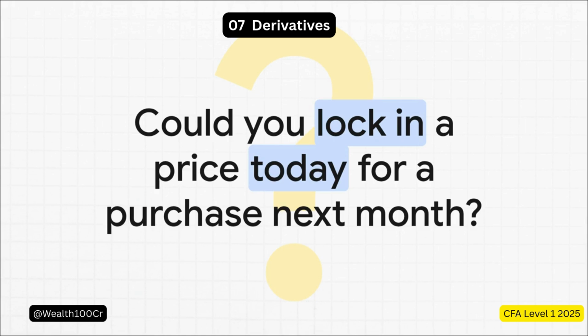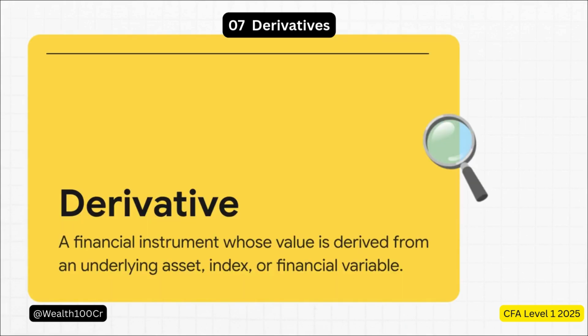Just keep this idea in your mind because it is the key to understanding everything we are going to discuss. Okay, so what is this big word derivative? Well, it's actually very simple. A derivative is just a financial contract, an agreement whose value is based on, or you see, derived from, something else. Think about a cricket match.